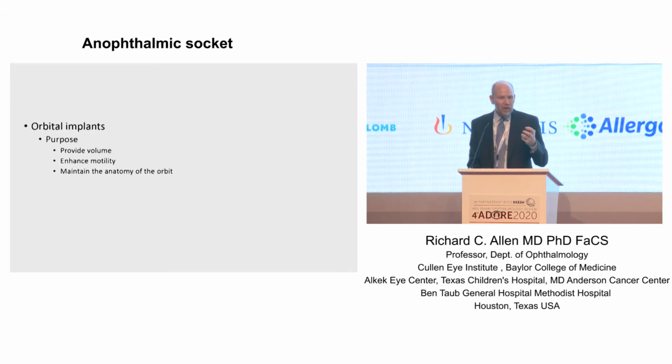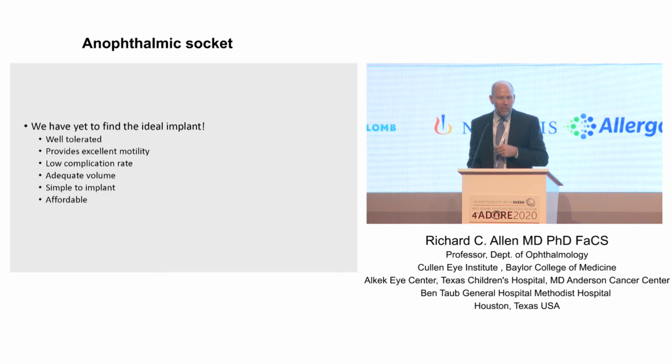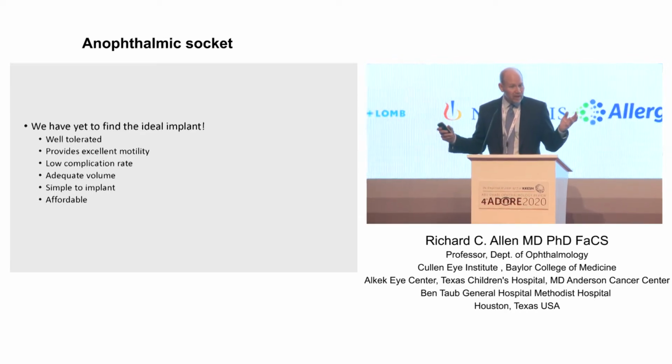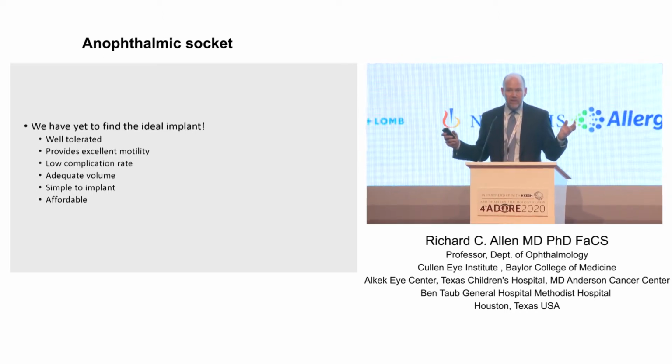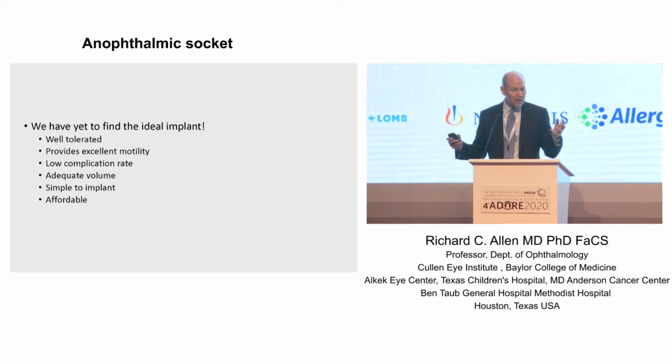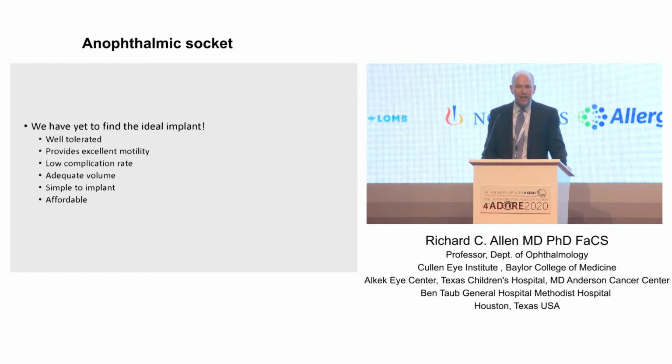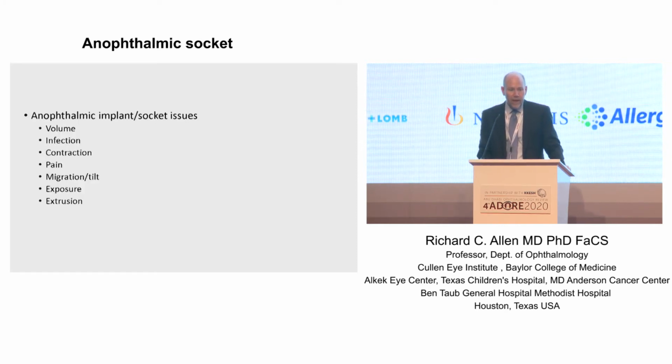And then also, we want to maintain the anatomy of the orbit. We've really yet to find the ideal implant. That's why we have so many implants out there. What would be the definition of the ideal implant? Well tolerated, provides good motility, low complication rate, gives good volume, simple to implant, and also affordable.